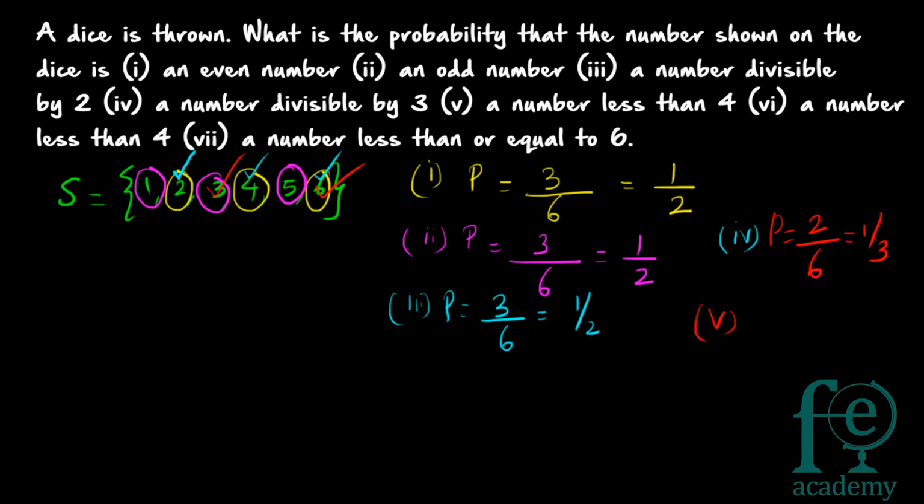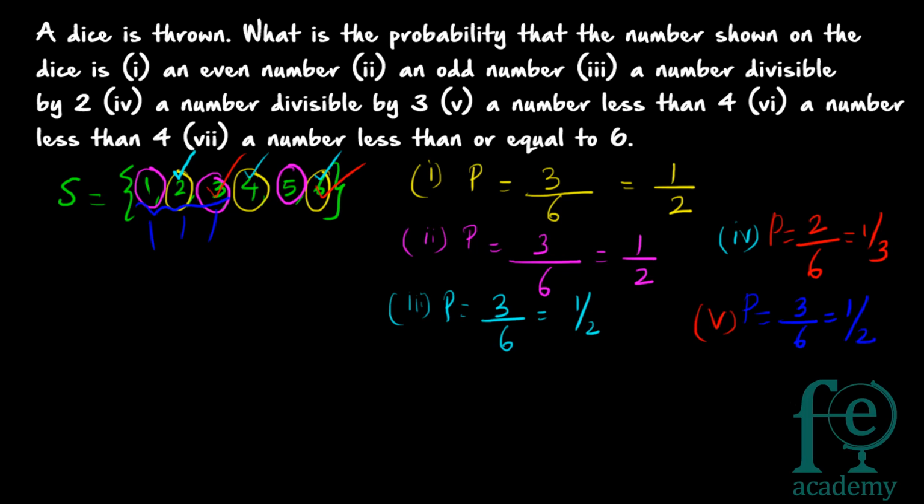The next question, a number less than 4. A number less than 4 means how many possible outcomes are there? There are 3 favorable outcomes: 1, 2 and 3. These 1, 2 and 3 are less than 4. So the probability will be equal to 3 divided by 6 is equal to 1 by 2.